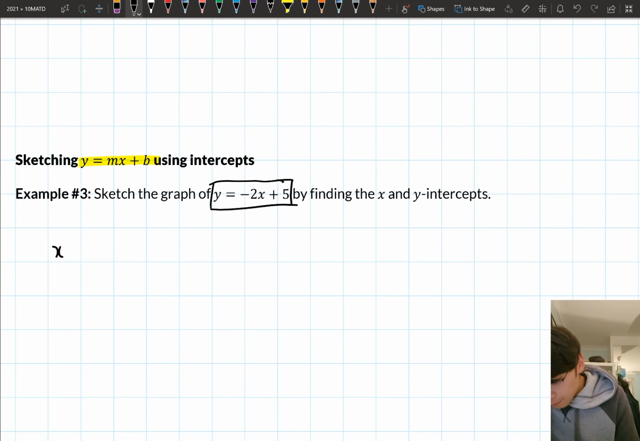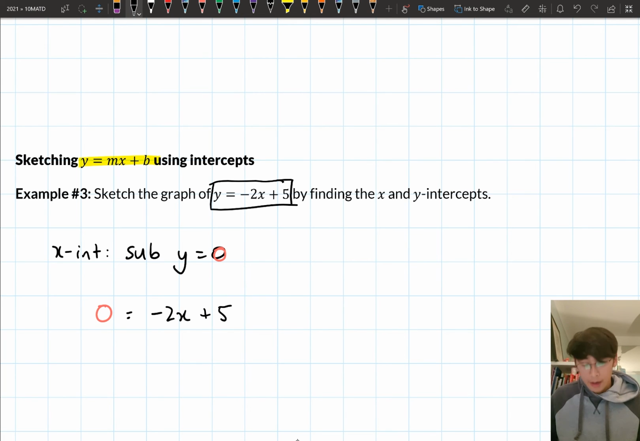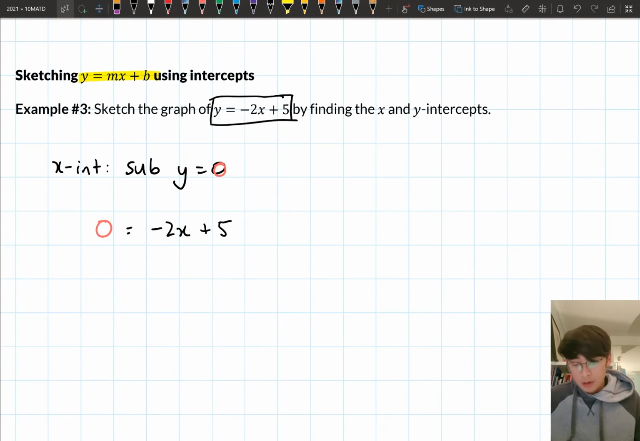So let's first start off by finding the x-intercept. For the x-intercept, we sub in y is equal to 0. So I'm going to replace y with 0. I look at my equation, y is equal to negative 2x plus 5, and I'm just going to write here, 0 is equal to negative 2x plus 5. Okay, then we're going to start to solve this.